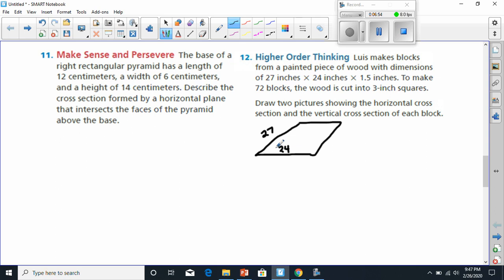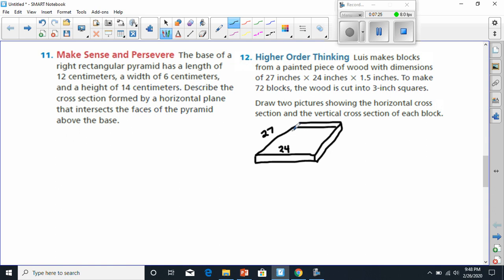And then it says 1.5, 1.5 inch. So this wood piece is going to kind of look like this. Now it says to make 27 blocks, the wood is cut into 3-inch squares. In other words, we're going to be cutting this into, let's see, well, if you divide 27 by 3, you get 9. And if you cut 24 by 3, you get 8.